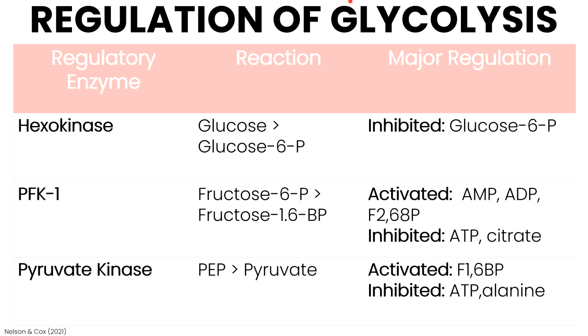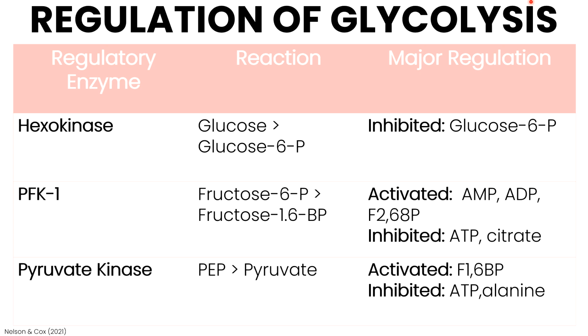So now moving on to the PFK1. This is the most important regulatory point to focus on. PFK1 catalyzes the conversion of fructose 6-phosphate into fructose 1,6-bisphosphate. This is a major control point for glycolytic flux. If you look at the regulators on the right, ATP inhibits PFK1.